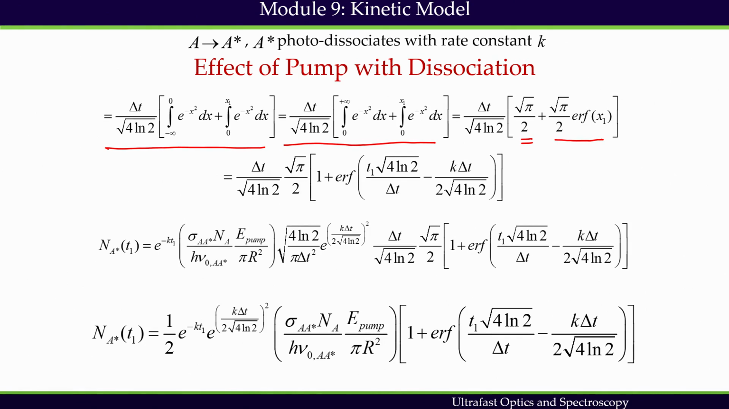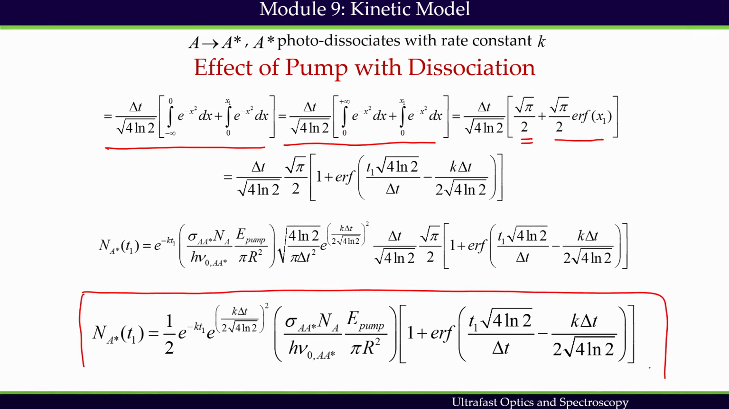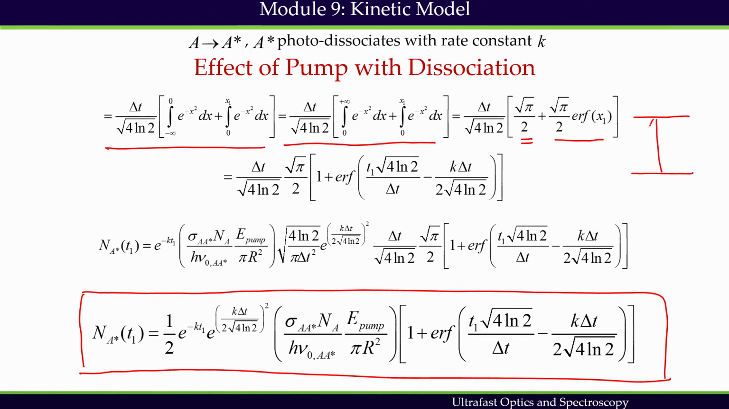So, finally, after doing these integrations, we get an expression for the build-up signal of N A star under the following situation. I have a pump exciting molecules from A to A star, and this A star is dissociating, and the dissociation rate constant is k. So, what we get is that the build-up signal definitely depends on the error function, which means there should be some behavior like this.